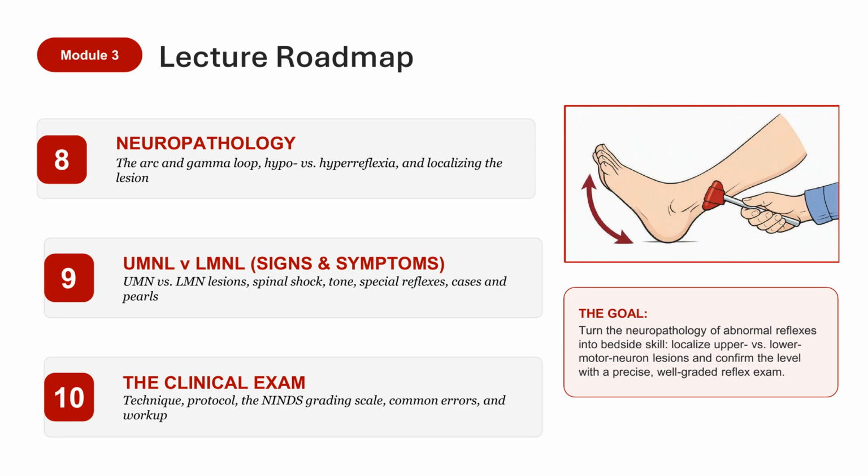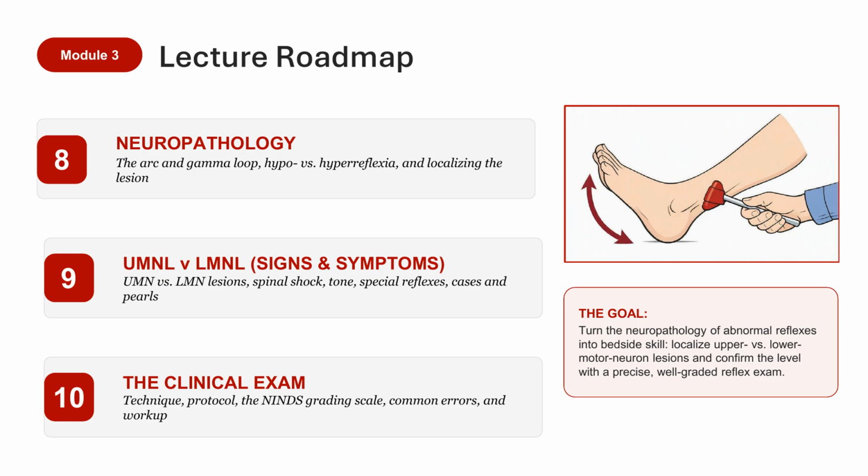Here is the path today's module will take, in 3 chapters. Chapter 8, Neuropathology, asks how a reflex fails. We will take the arc apart link by link, add the gamma loop that sets its sensitivity, and establish the 2 mechanisms that account for every abnormal reflex you will ever see, interrupting the arc and releasing it.